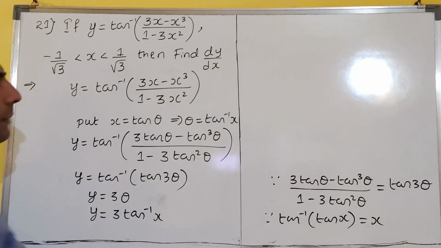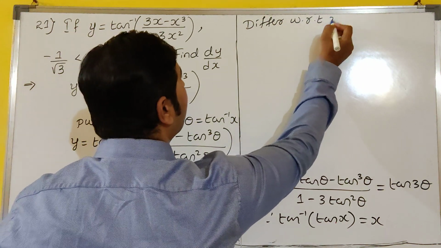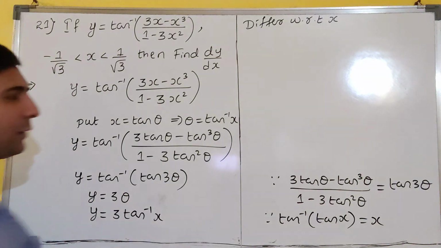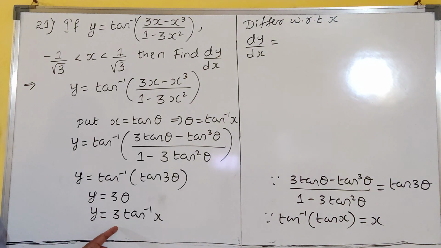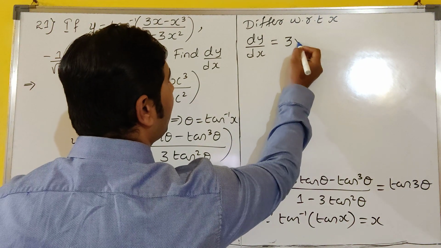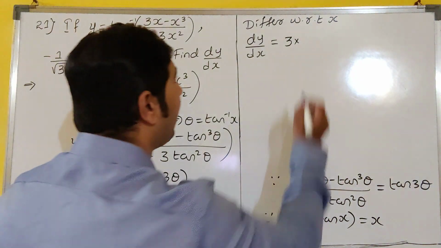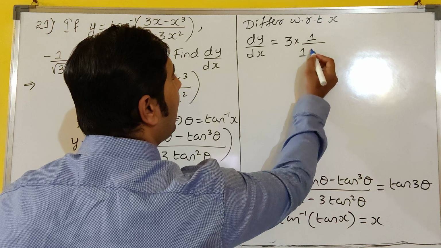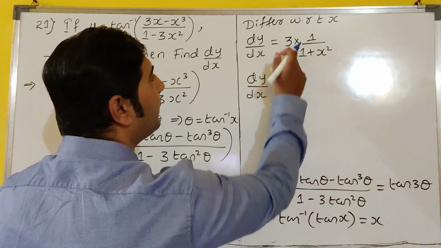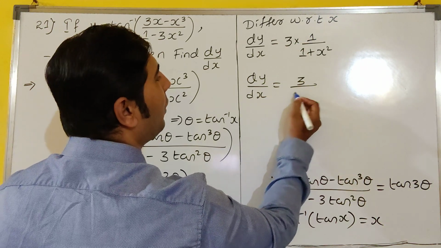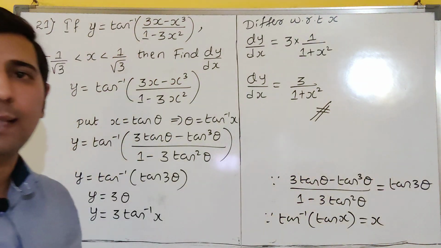Now differentiate this with respect to x, dear students. So derivative of y is what? dy by dx is equal to, constant is written as is, 3 is written as is. Constant into function means you have to write the constant as is. Tan inverse x derivative is 1 divided by 1 plus x square, dear students. Therefore dy by dx will become 3 divided by 1 plus x square, and this is your required answer, dear students.